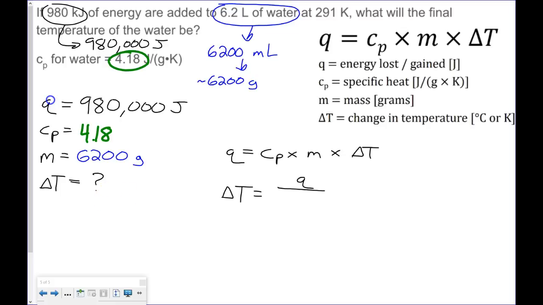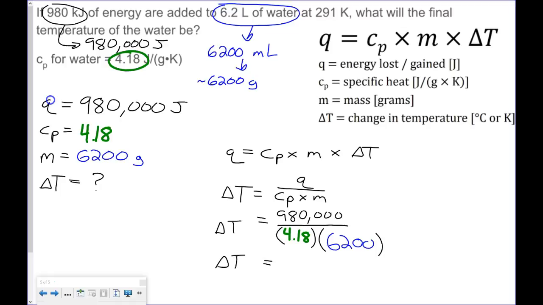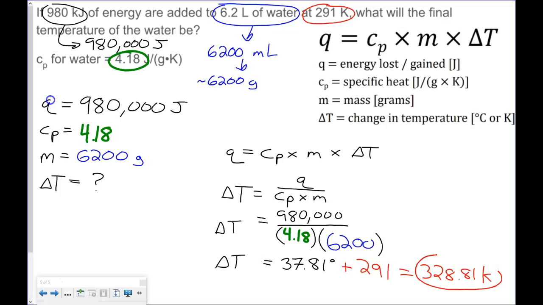So delta T is going to be the energy divided by specific heat times mass. That's 980,000 divided by these two numbers there, giving me a change in temperature of 37.81 degrees. Now, I started at 291 Kelvin. Final temperature of the water is going to be that plus 291, so 328.81 Kelvin.